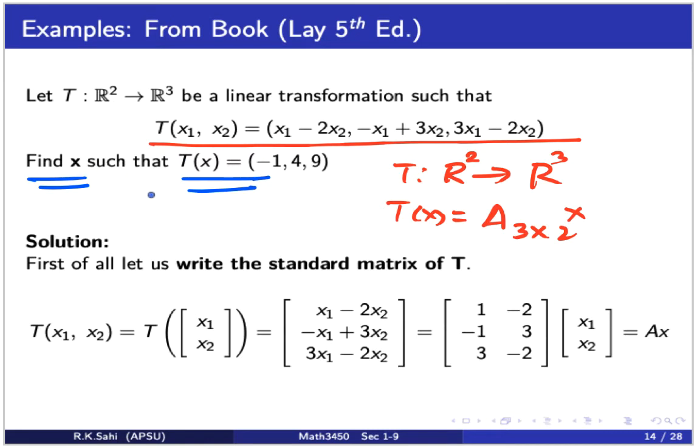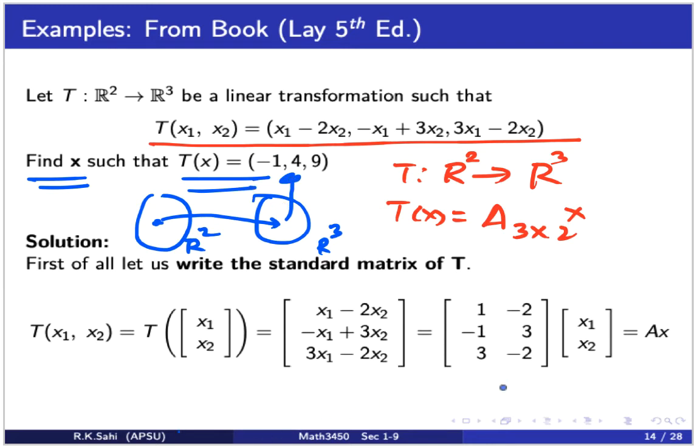What does this mean? Let's draw little maps. T is a map from R² to R³. I want to find an x here such that when T acts on it via this relationship, T goes to a vector which is given by -1, 4, and 9. What does that mean? It means that we have to solve Tx equals b. Remember, Tx is Ax, equals b.